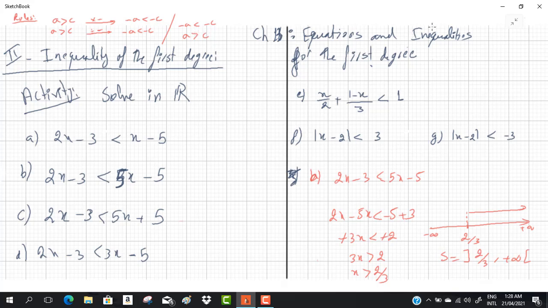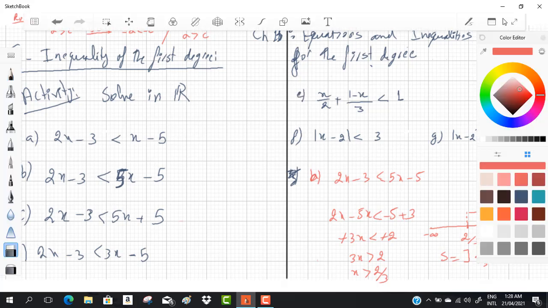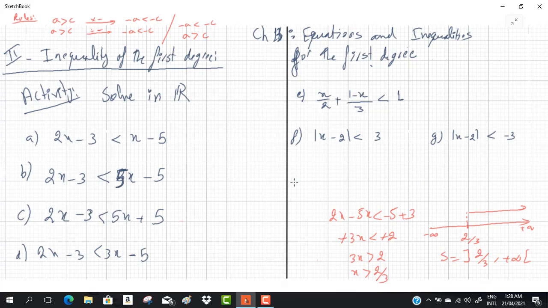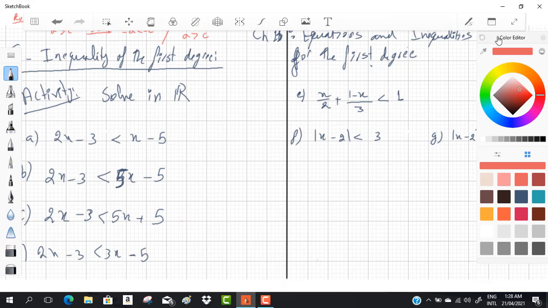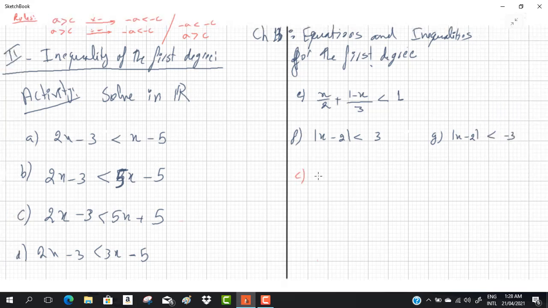Okay, هلا part C. Two x minus 3 less than 5x plus 5. So 2x minus 5x is less than 5 plus 3. So minus 3x is less than 8. Now we have to divide by minus 3. So we have to inverse the sign of comparison. So x is greater than minus 8 over 3.